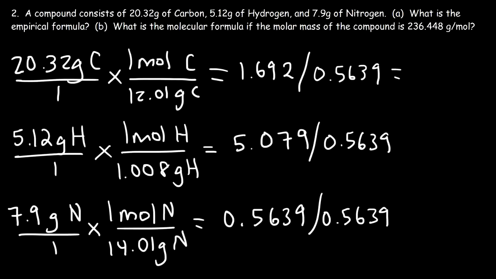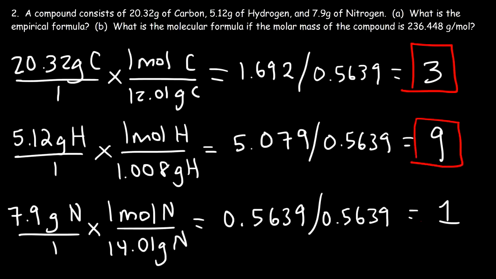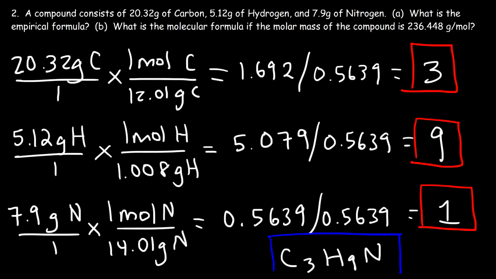So 1.692 divided by 0.5639, that's about 3. 5.079 divided by 0.5639, that's 9. And this is going to be 1. So in the empirical formula, there should be 3 carbon atoms, 9 hydrogen atoms, 1 nitrogen atom. So the formula is going to be C3H9N1, or simply just C3H9N. So that's the empirical formula.